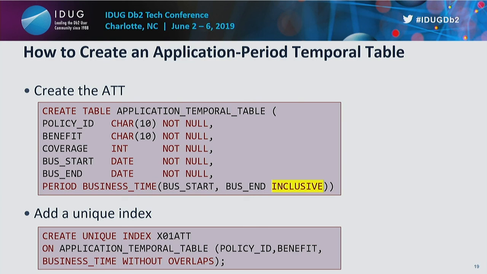So for a policy and benefit, can I have the same time frame? Let's say January 1st to December 31st. Is that a valid business case? For a unique index, it cannot be. You could only have a without overlaps for a unique. For a non-unique index, that's where you can specify with overlaps.